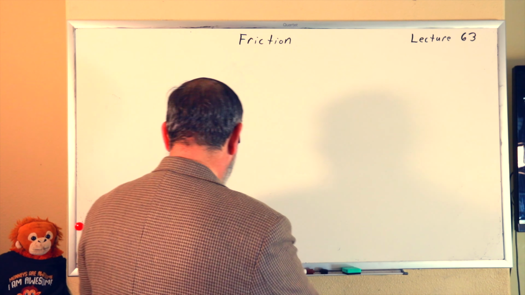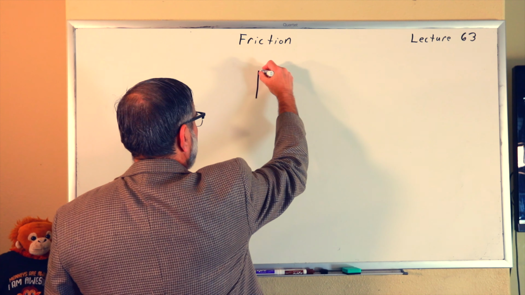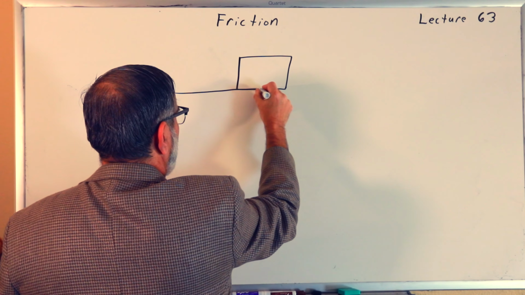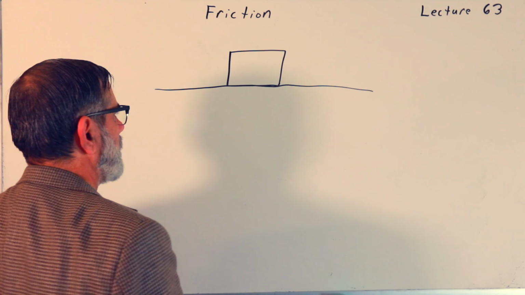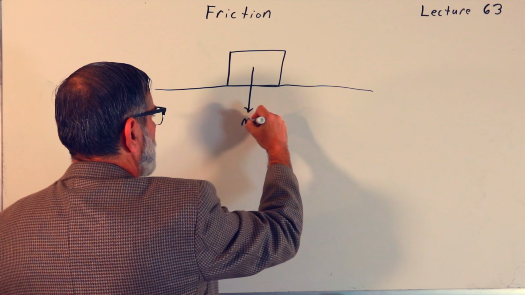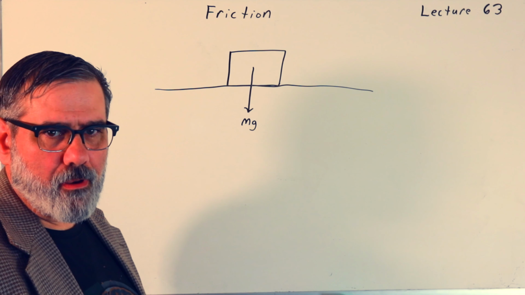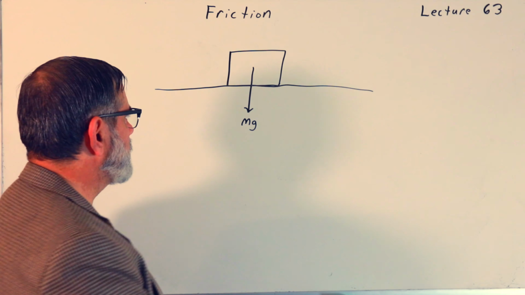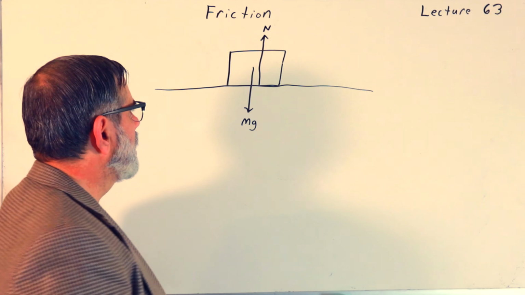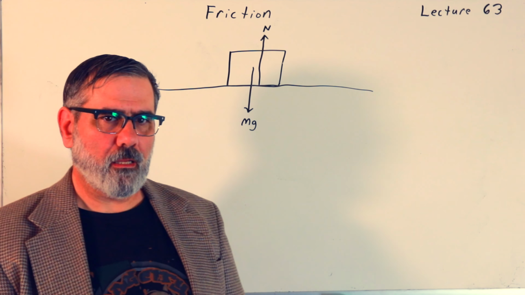To start with, let's just think of a simple example of a block on some kind of table, right? So this block will definitely have a gravitational force, m times g. And the reason it's not falling through the table and plummeting to the center of the earth is because the table is exerting a normal force on it, such that these two forces are canceling out and we get no acceleration. Okay?